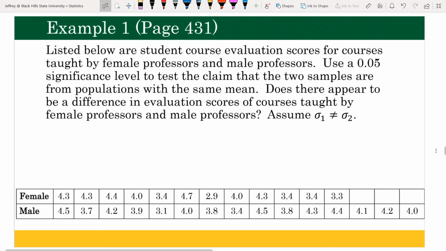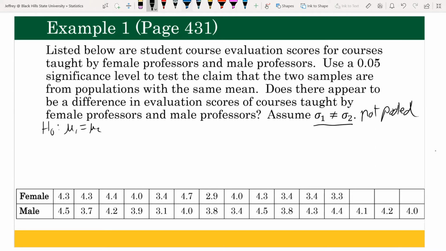So for this example and the next example, we're going to do both a hypothesis test and a confidence interval. Listed below are student course evaluation scores for courses taught by both female and male professors. We're going to use a 0.05 significance level to test the claim that the two samples are from populations with the same mean. Does there appear to be a difference in evaluation scores of courses taught by female professors and male professors? We're going to assume that the standard deviations are in fact different, meaning that these are not pooled. So for the null hypothesis, we will assume that mu1 equals mu2.